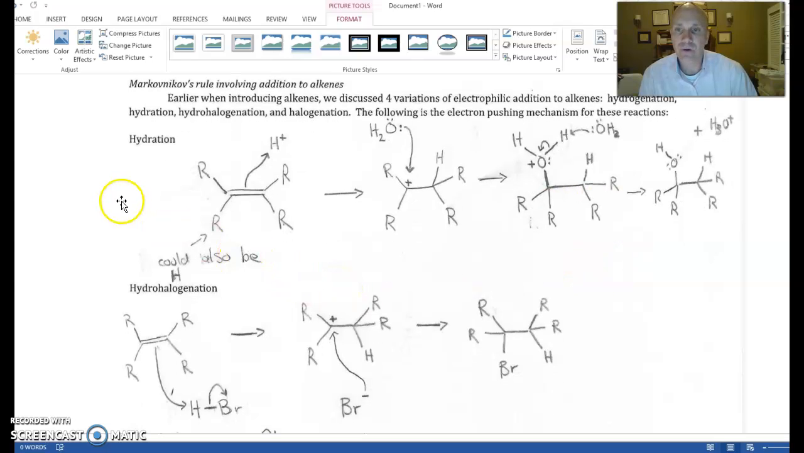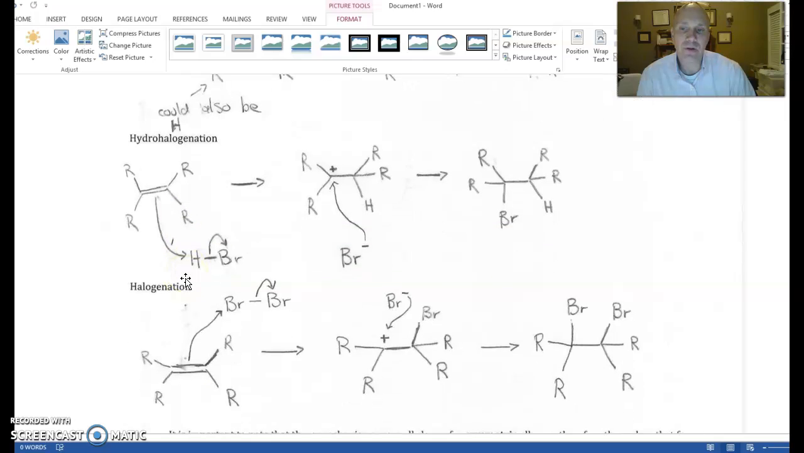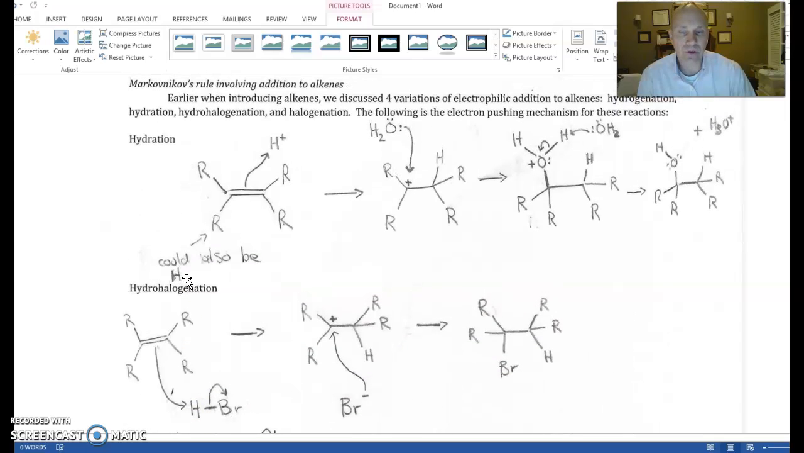So there were four types of addition reactions. They were hydration, hydrogenation, hydrohalogenation, and halogenation. The first thing I want to do here is talk about the mechanisms of three of these. We're not going to talk about the mechanism of hydrogenation because it's fairly complicated.